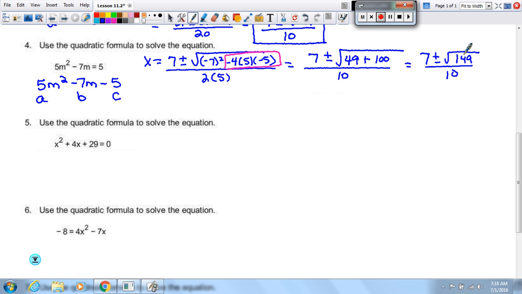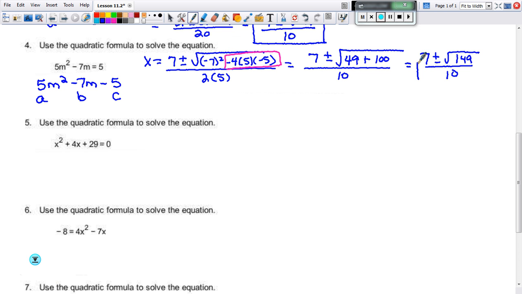Square root of 149 doesn't reduce, so you can't do 7 divided by 10. You can't simplify that at all, so you've got your answer here. Okay, the next one.